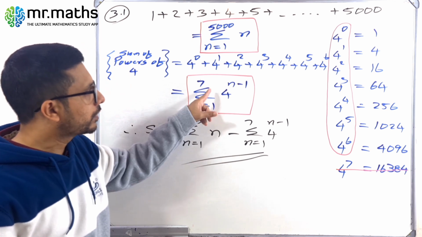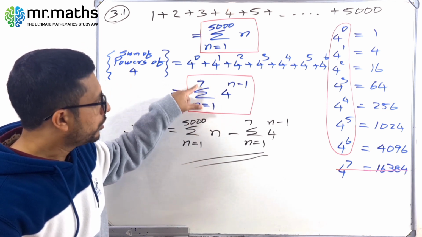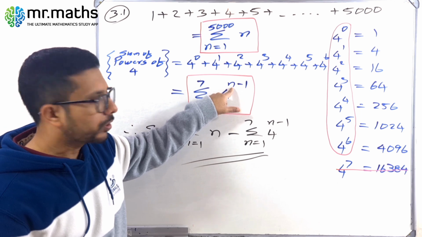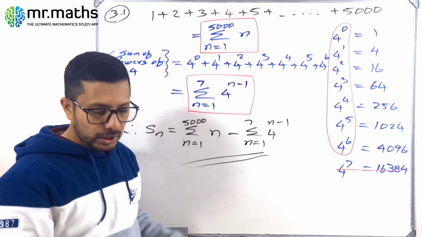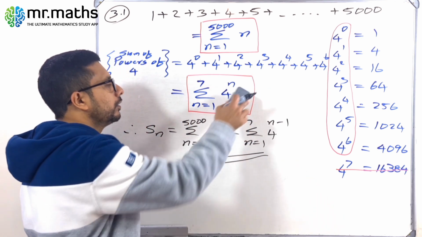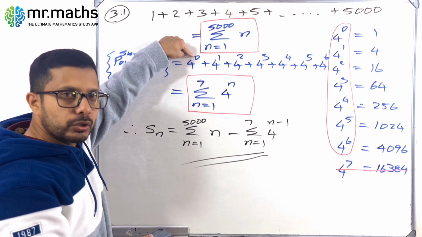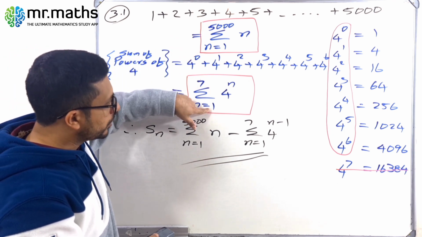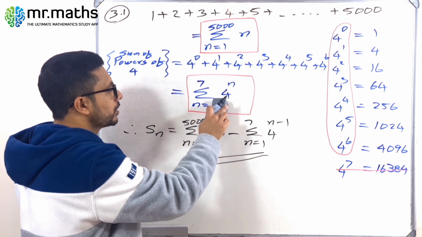So this one, listen once more, how do you get this one? Sigma n is equal to 1 to 7, 4 raised to, I wrote it as n minus 1. Why did I write n minus 1? Because if I just simply write n here, okay, then I am not getting this first term 4 raised to 0. Let me type here like this also.